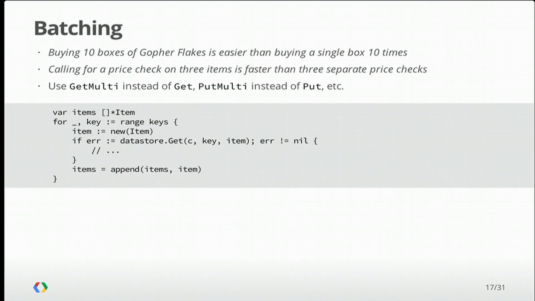So here you can see the code that I wrote for the simple version. You can see that it's just sitting in a loop, and for each key, it goes and fetches the item corresponding to that key from the data store, deals with any error, and then just builds up a slice of those items. That's obviously very simple to understand and to reason about, but it's slow.